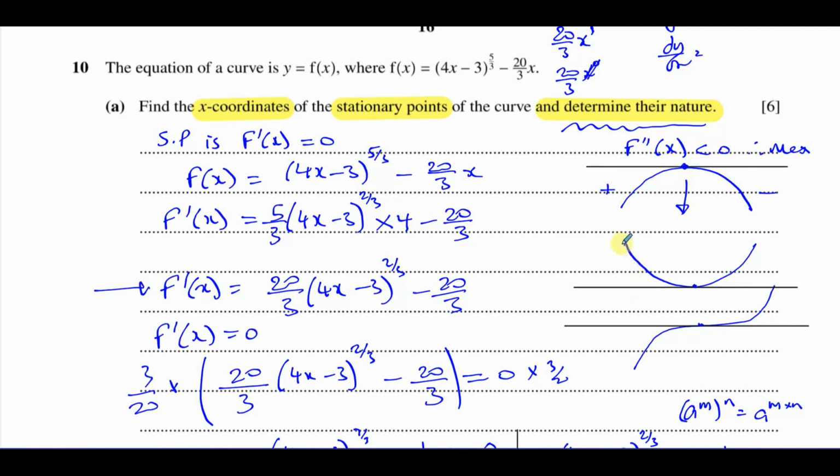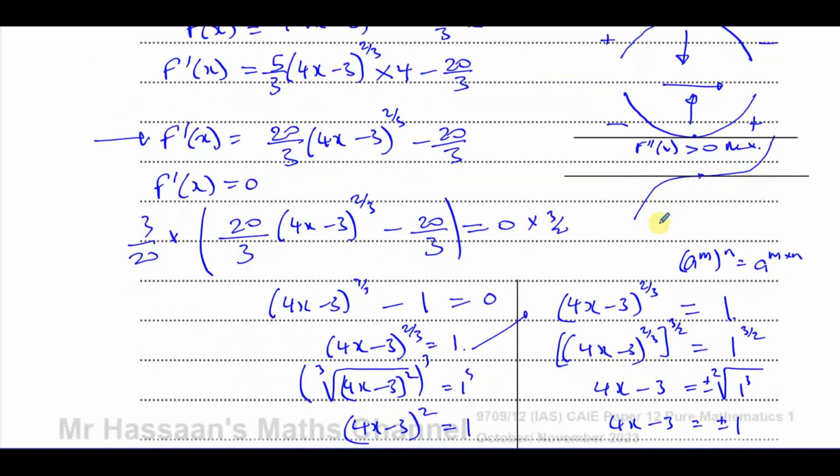If you consider a minimum, it's going from negative to positive, so the gradient is increasing as you go along. Therefore, we can say f double dash of x is going to be greater than 0 when we have a minimum point. As for points of inflection, we can deal with them if we get to that. Let's see what happens in this case.